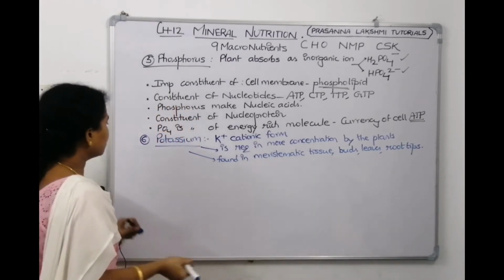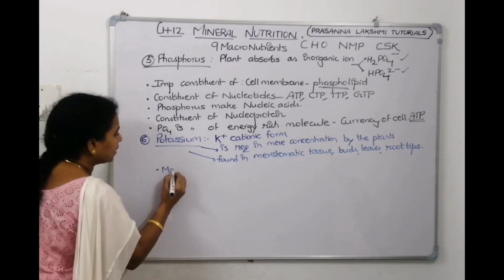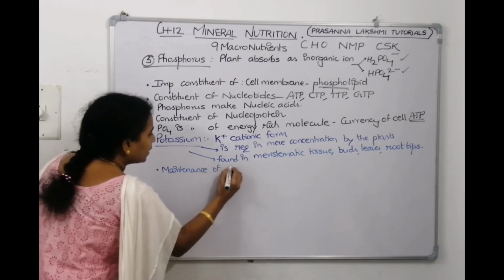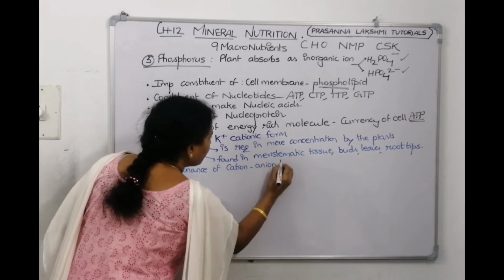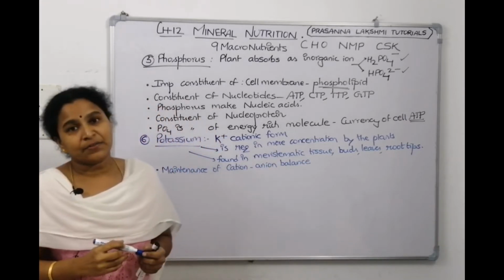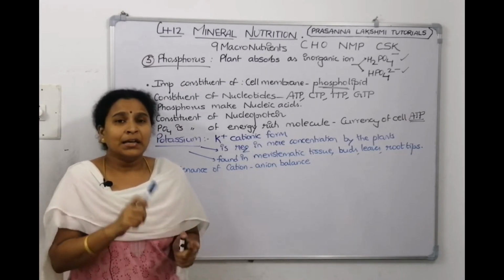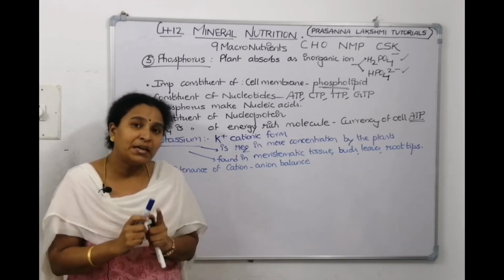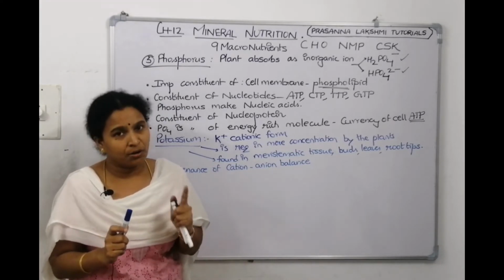So what are the functions, the physiological roles, if you have to write down? First role, it helps in maintenance of cation-anion balance. In the cell, with the surrounding environment, cation-anion balance should be maintained. If there is any disturbance, some ion should go outside, some ion should come inside to maintain that balance. So potassium helps to maintain the cation-anion balance.